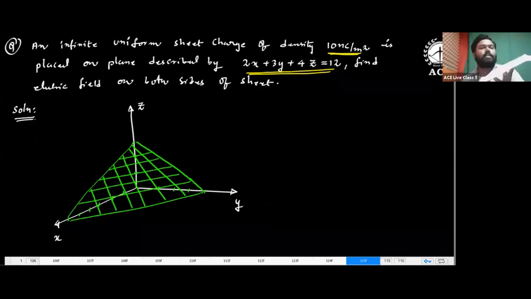Fine. Whatever it may be, whether the sheet is like this or like this or like this, it doesn't matter. The electric field associated with the infinite sheet will be in the normal direction, normally outwards. The only thing is here we need to find out its normal direction, normal to the sheet. Remember, this is the infinite sheet. What is normal to this one? Normal to this one is something like this.